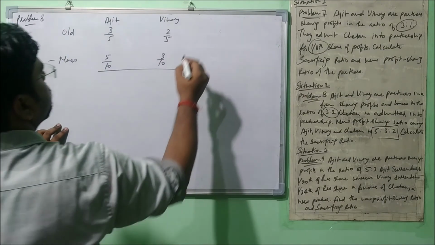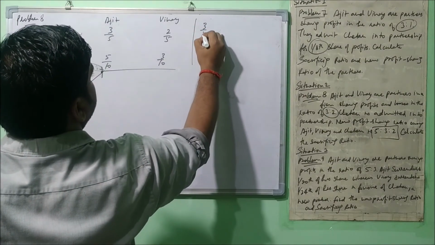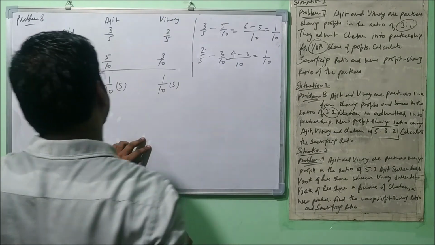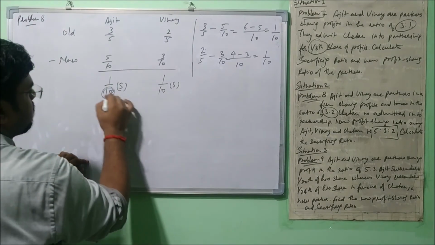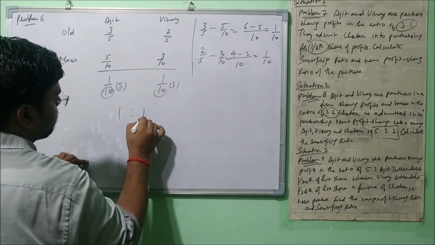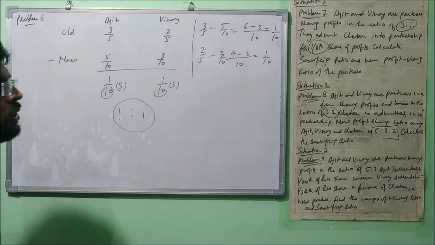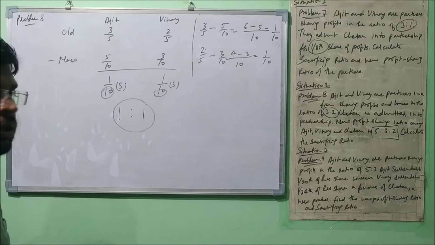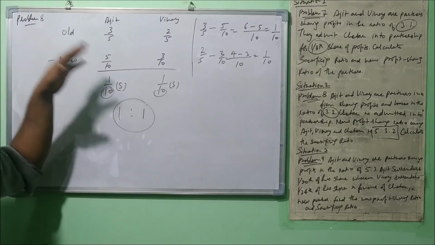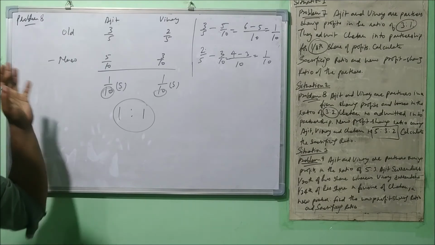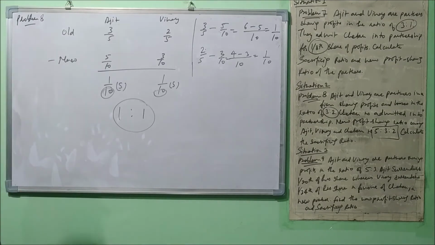So we see here 3/5 minus 5/10, and so both are sacrificing by 1/10. Bases are equal, so their sacrificing ratio is 1:1. Alright, that is the answer. It's very simple. It is similar to the questions we did at the time of chapter 4. These all are related. There is no difference.